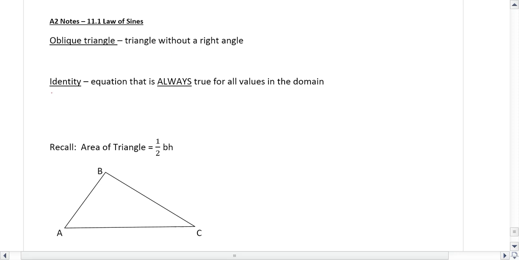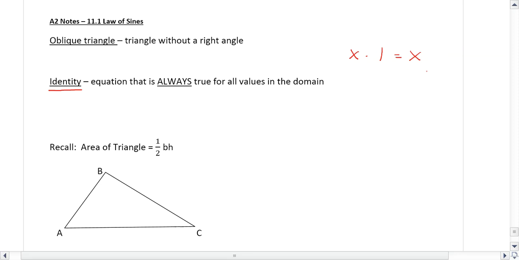An identity. Now this term, we're defining it now, we're not going to deal with it much until section 3, but it's simply an equation that is always true for all values in a domain. An easy example of an identity is if x is any number, if we took x times 1, we would always get x. Just an example of an identity.